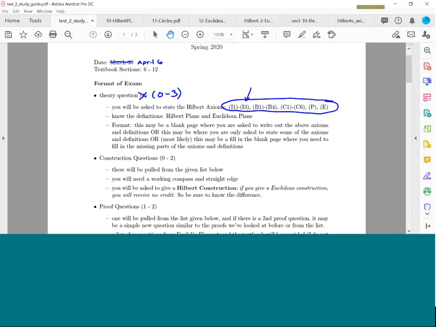Make sure you know the definitions of a Hilbert plane and a Euclidean plane. You might have something that simply says, hey, what is the definition of a Hilbert plane? More likely, you might have something that says, hey, what's the difference between a Hilbert plane and a Euclidean plane?